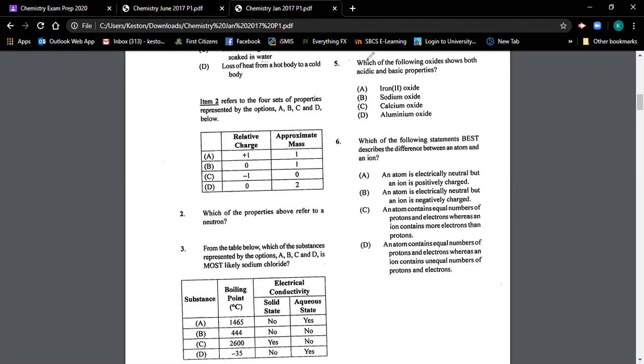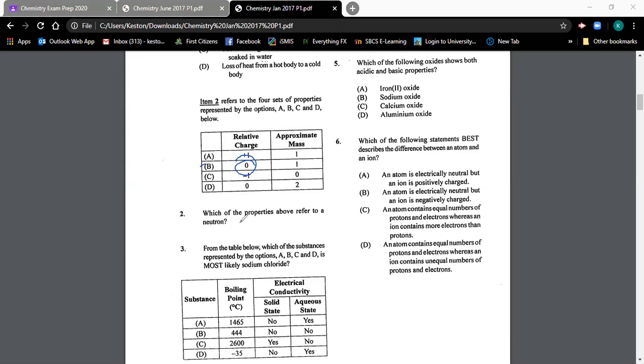Which of the following properties above refer to a neutron? This is a repeat, a neutron. Yes, no charge. We're looking for something with zero charge. So B is the correct answer for this, right?